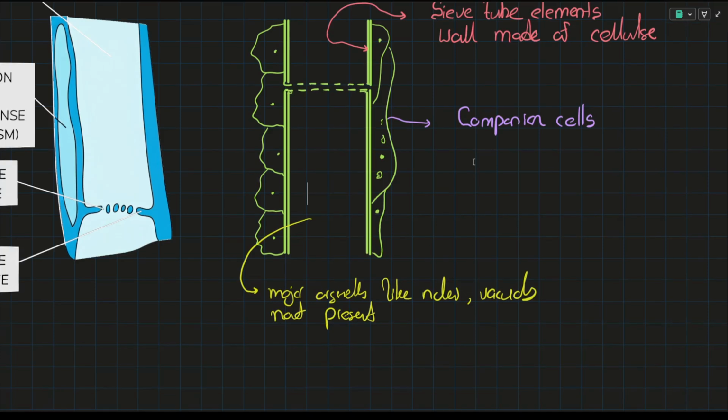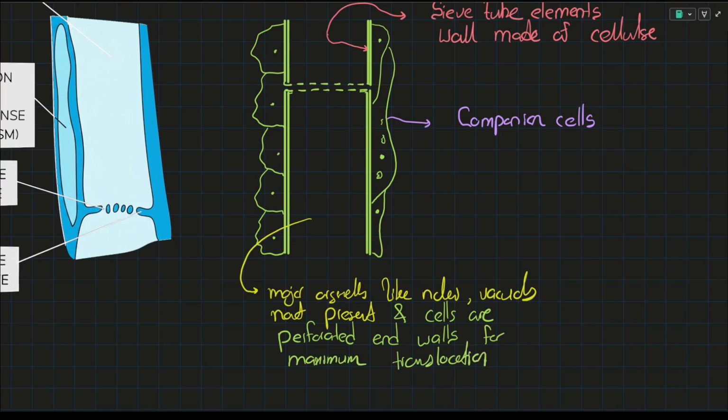Why? And cells are perforated. Perforated means has holes. Right here, do you see one cell is connected to the next cell via holes? So cells are perforated to maximize translocation. We're trying to obtain optimum translocation. So because of that, you're not going to have any major organelles.